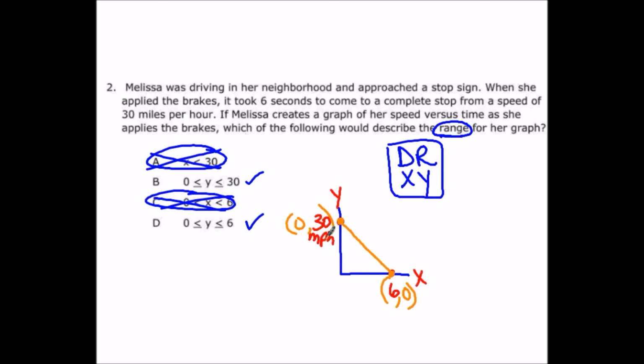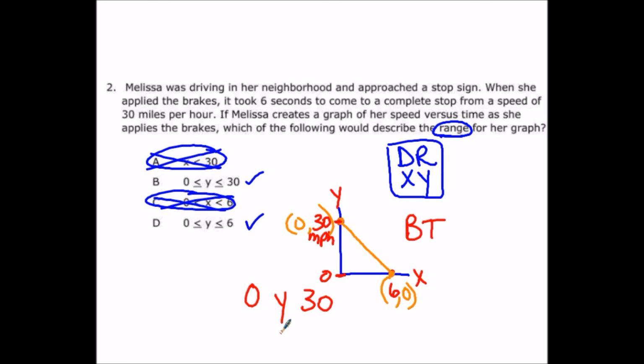I can see that range, if you talk to Drake, range is always bottom to top. Remember that, BT, bottom to top. The bottom range value, the bottom of the graph right here is 0. The top of the graph is 30. So I know that my range is from 0 to 30.